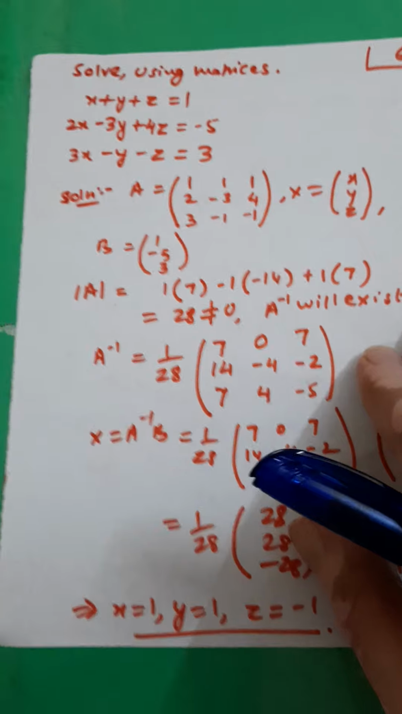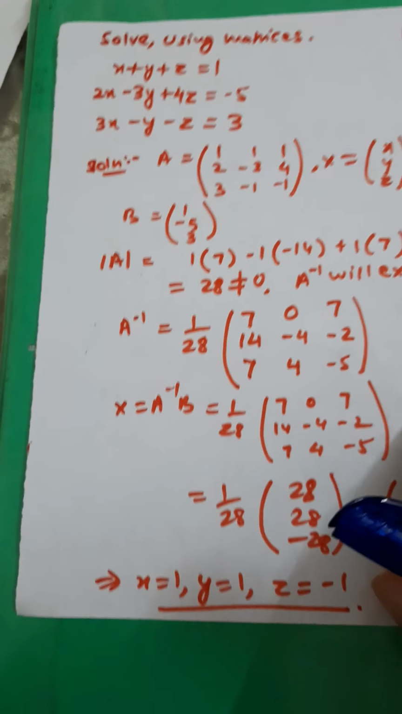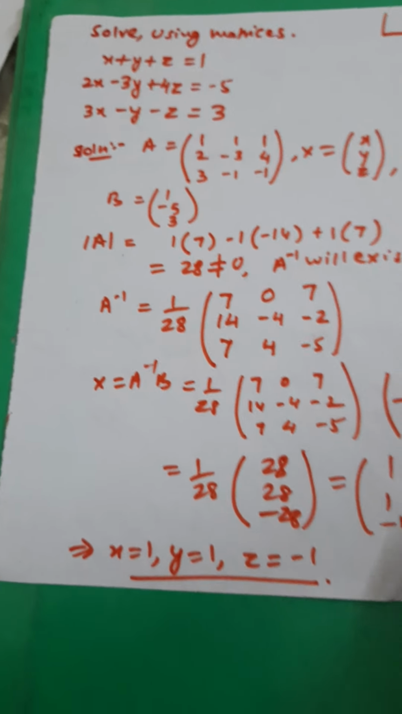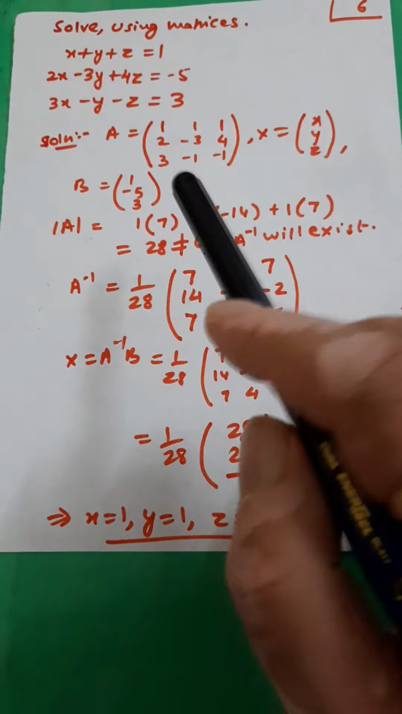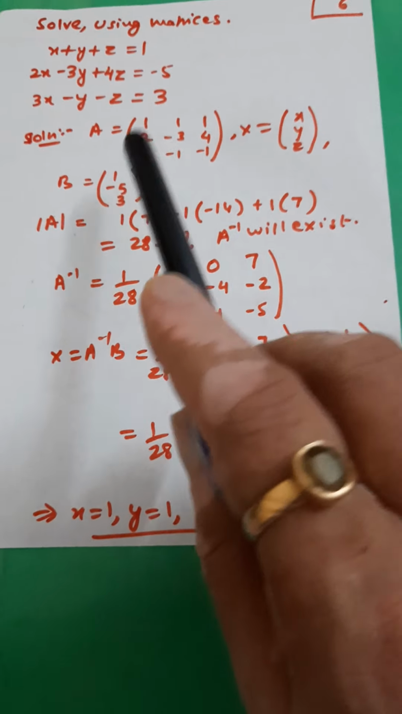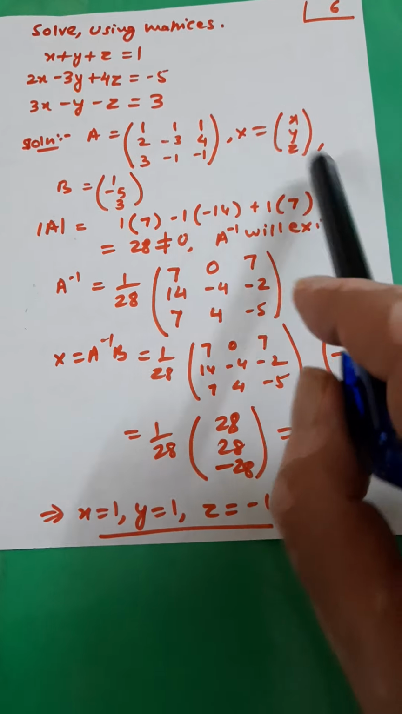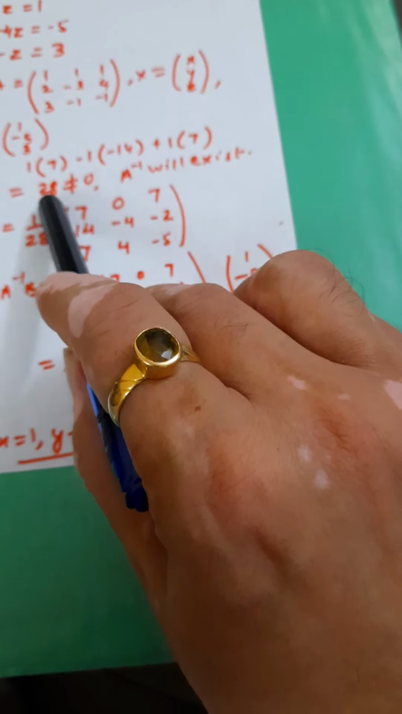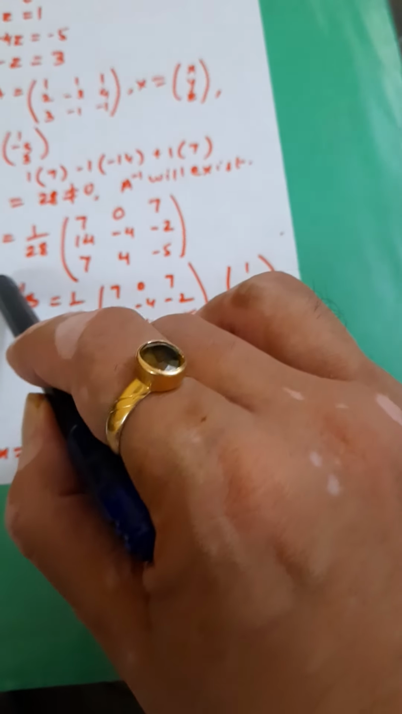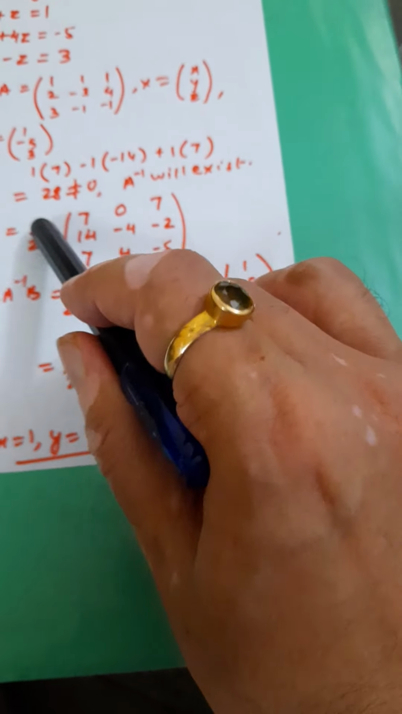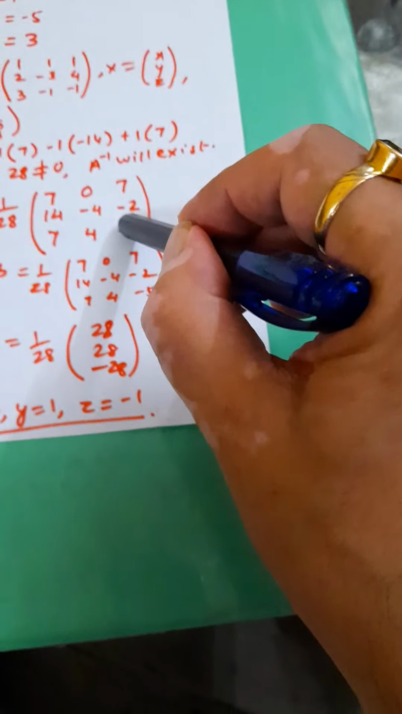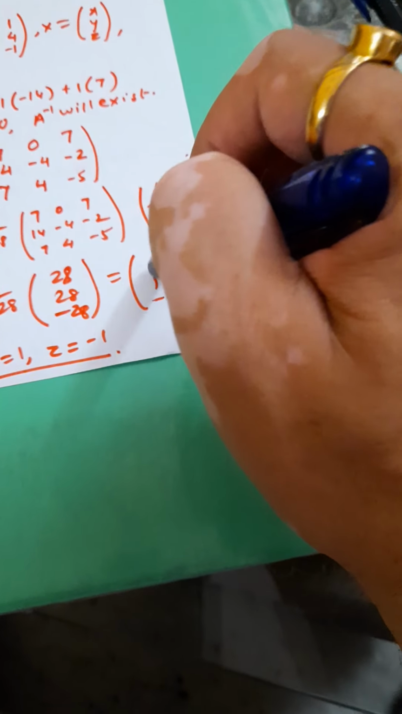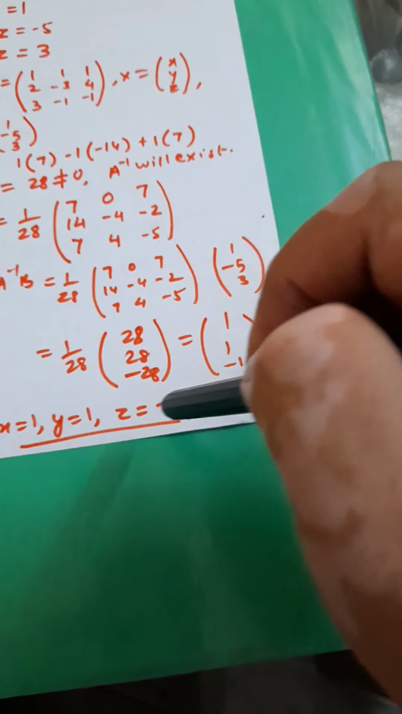In the same way class, take a 3 cross 3 system and solve using matrices. You have x plus y plus z equals 1, 2x minus 3y plus 4z is minus 5, 3x minus y minus z equals 3. Now let matrix A be 1, 1, 1, 2, minus 3, 4, 3, minus 1, minus 1, X is x, y, z, B is 1, minus 5, 3. Now I found the determinant of A, it's 28, not equal to 0, A inverse will exist. Now A inverse is adjoint A upon determinant of A. Adjoint A is again the cofactors. Now this is A inverse into B. I solved it, I got this as 1, 1, minus 1. So x is 1, y is 1, z is minus 1.